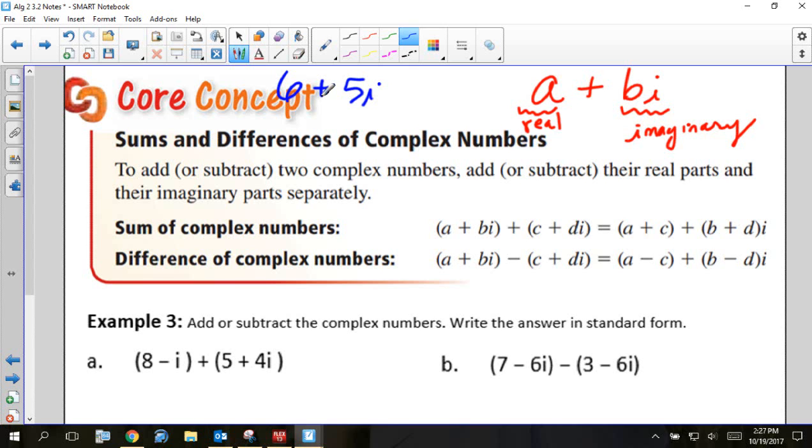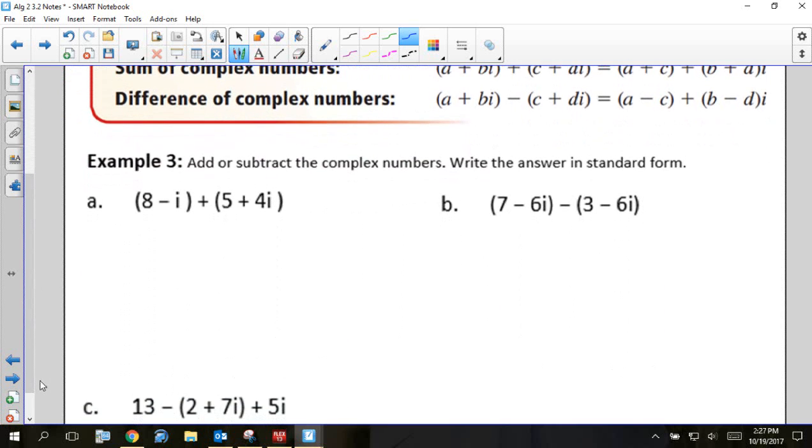Down here, we're going to add or subtract complex numbers. And this is the same way that you add or subtract anything in math. Like if I wanted to add 3x plus 2x plus 7, what would I have to think about to add anything in math? What can I add together with 3x plus 2x plus 7?